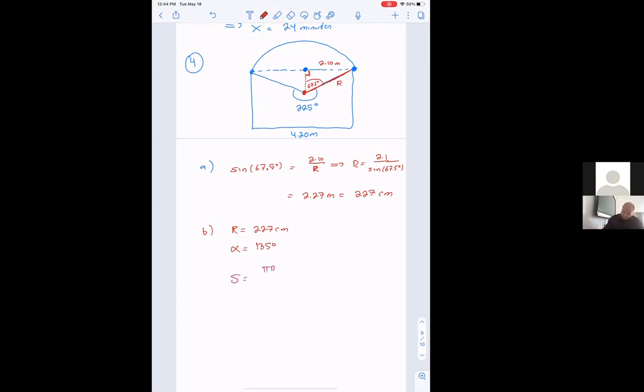S equals pi r alpha over 180 degrees. So take my 227, of course with all the decimals because I'm still calculating, times 135, divided by not 360, divided by 180. And multiply by pi. And this gives me, to the nearest centimeter, 536 centimeters. Okay, so sometimes problems do even trip me up when it comes to understanding what's going on, but hopefully that made sense.